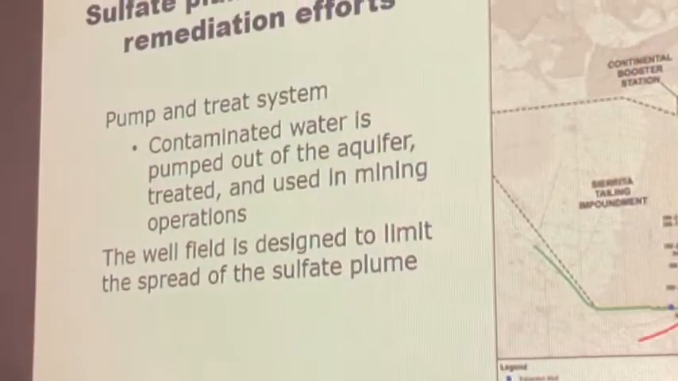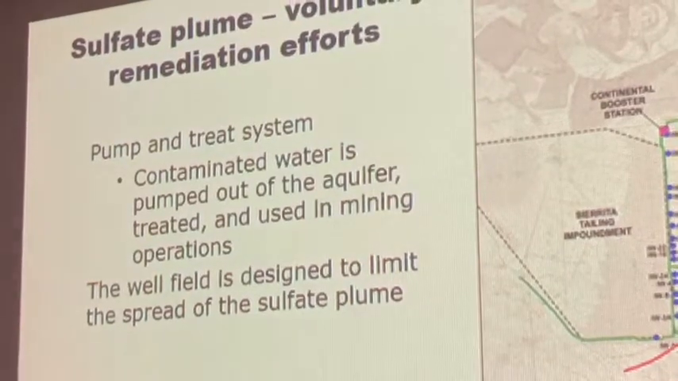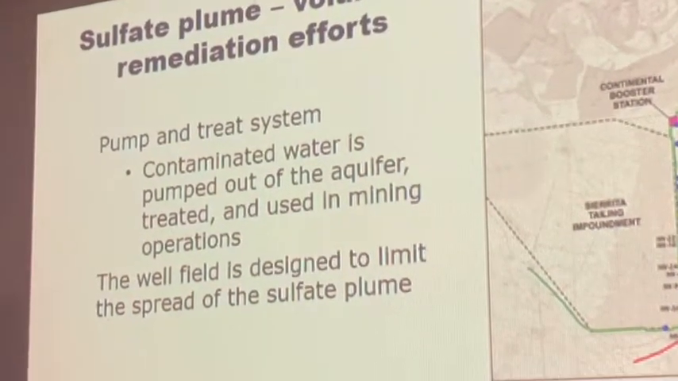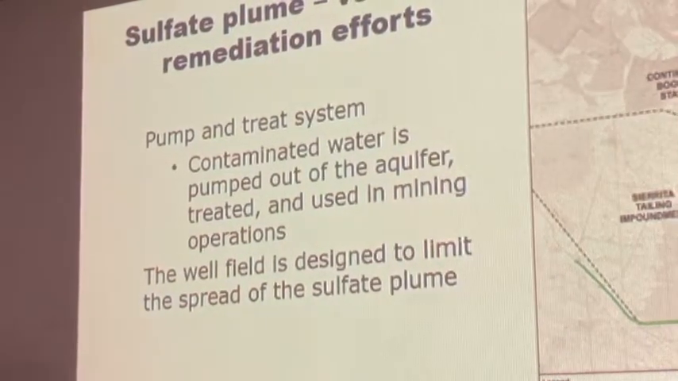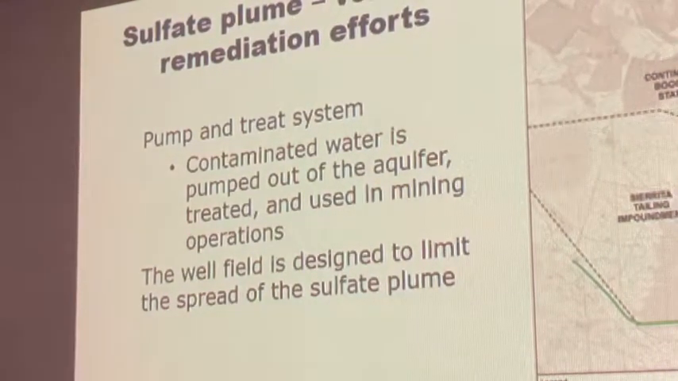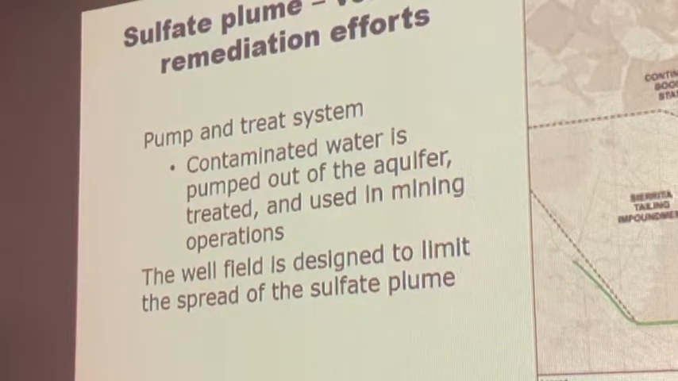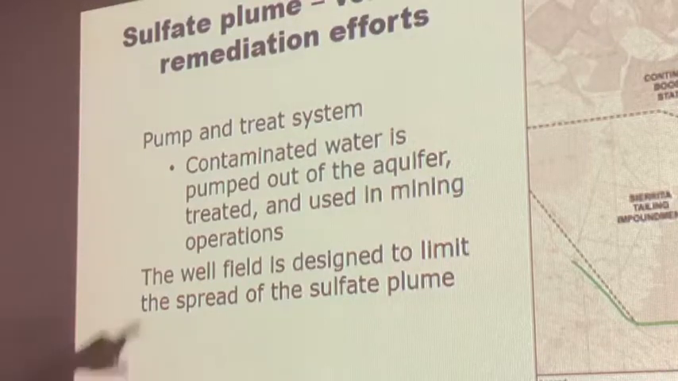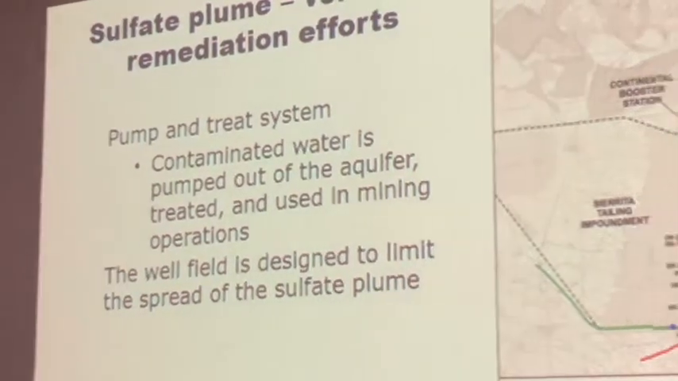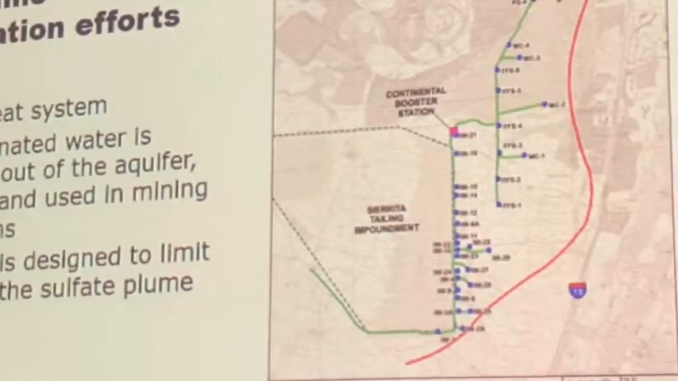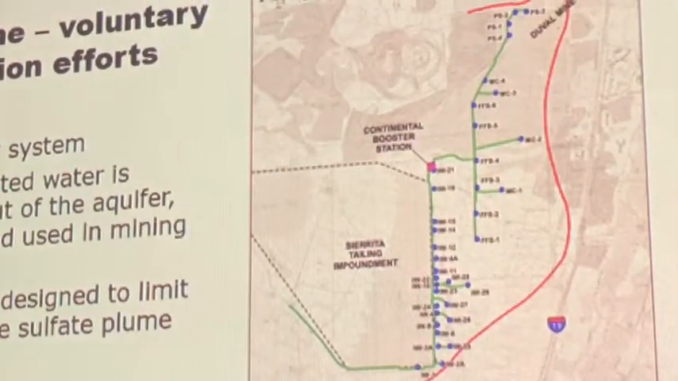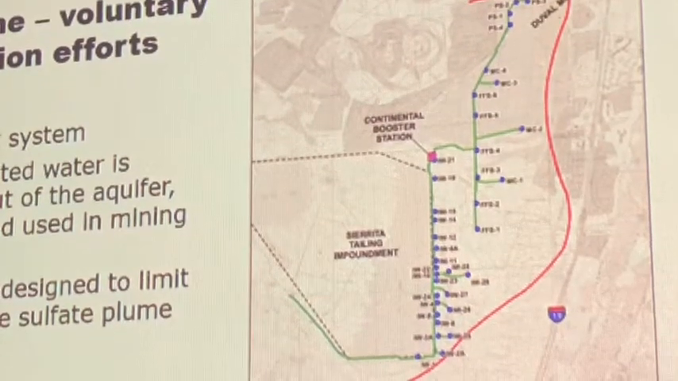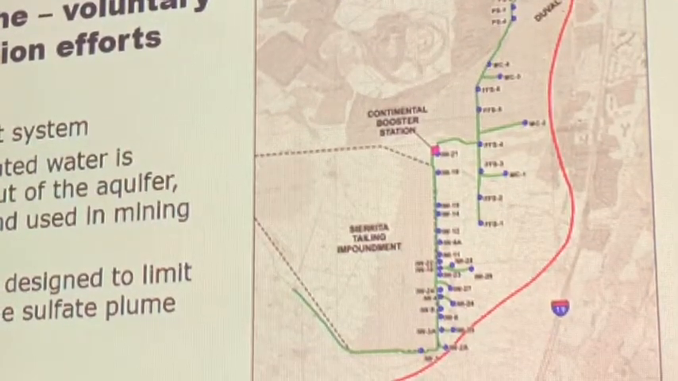So what they're doing is they have this pump and treat system, where they're pumping it out of the aquifer and then using it in the mine's operations. You might recall Susanna mentioned that much of their water is from this. And the well field is designed, over there on the left, to actually limit the spread. So it's not just pulling it out willy-nilly, it's actually around it so that it will capture it before it leaves the site or migrates.